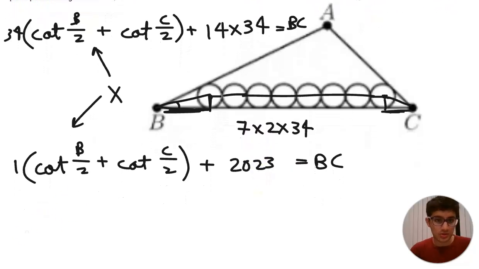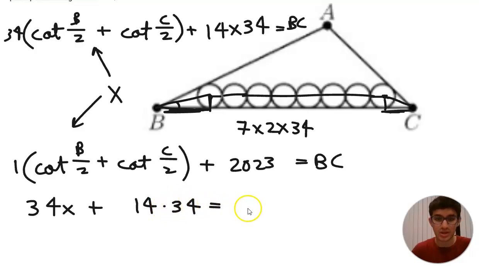And so now what do we have? We have 34x plus 14 times 34, and I should obviously not write the x like that, right? That's pretty confusing. Is equal to x plus 2023. I'm not going to do the math over here. Of course, if you're taking the exam, you don't really have a choice.